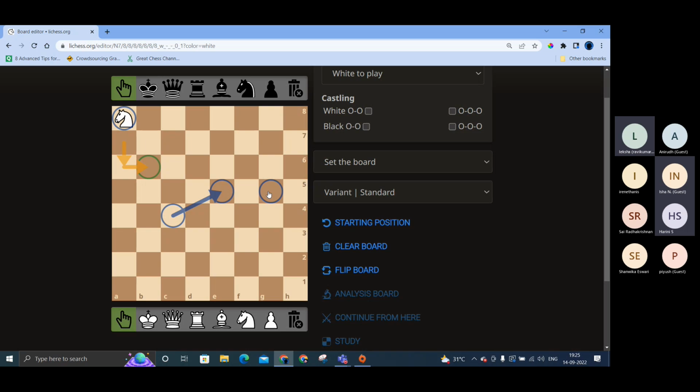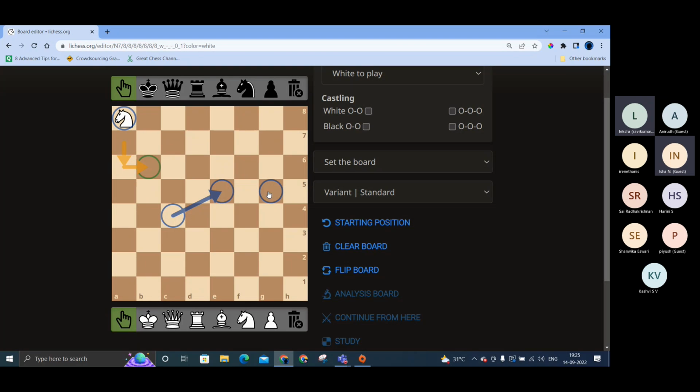Ma'am, imagine the knight has moved to E5. It has to go to G5 in 2 moves. The second move is G5. What is the first move? Ma'am, first we need to go to F3. F3. Okay. So first move, and after F3, it goes to G5.